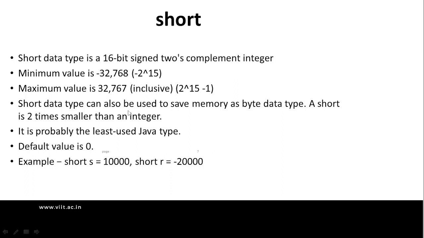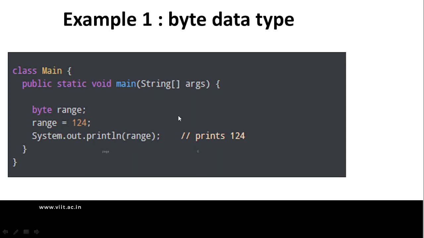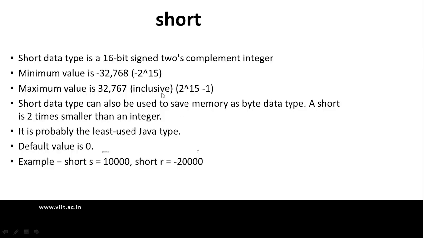The short data type can also be used to save memory, like the byte data type, and short is 2 times smaller than an integer. It is probably the least used data type in Java, and the default value is 0. For example, a range of 0 to 127 goes into the byte, then 128 to 32,767 will go into the short.